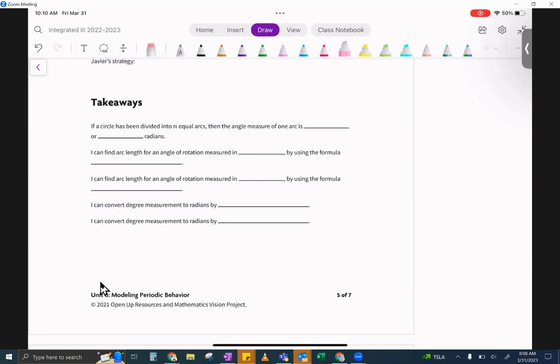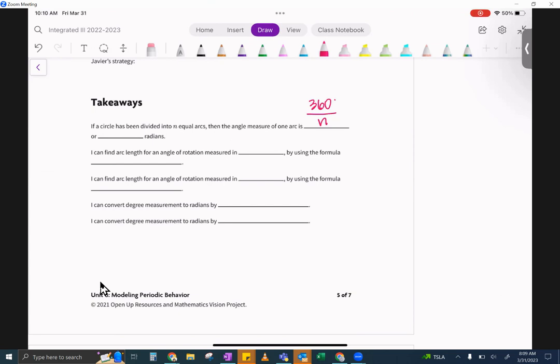So if a circle has been divided into n equal arcs, right? Remember, we're cutting it up. If you want to think about what an arc is, that's your pizza crust on the edge of your pizza. Then the angle measure of one arc is going to be how much? What did we do to calculate that 22.5 degrees? Hopefully you said it's 360 divided by n, where n is the number of arcs, right? So this time we did 360 divided by 16 because there were 16 stakes. Before, you did 360 divided by 10 because there were 10 sections of that Ferris wheel.